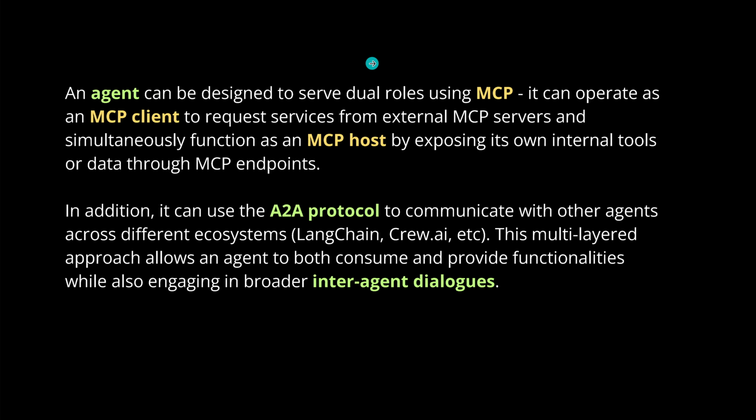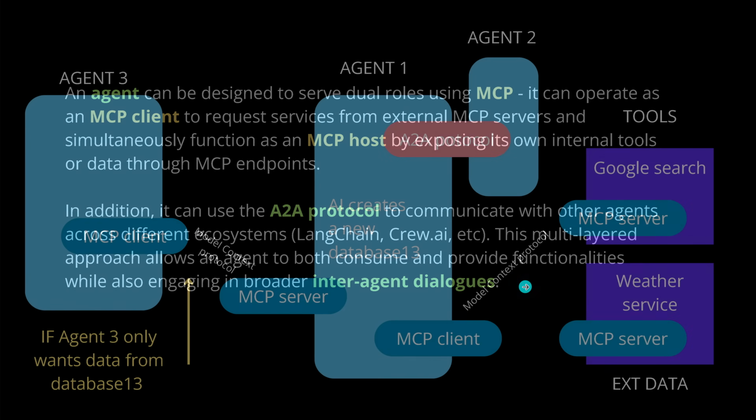An agent can be designed to serve both roles that MCP offers. It can operate as an MCP client to request services from external MCP servers, but it can also function as an MCP host to expose its own internal tools or data through MCP endpoints. And in addition, it can use the A2A protocol to communicate with other agents across different ecosystems. And this is the power of A2A for me: across different ecosystems, LangChain, crew.ai, whatever you have. So this inter-agent dialogue across all ecosystems is the main power of this protocol, A2A.